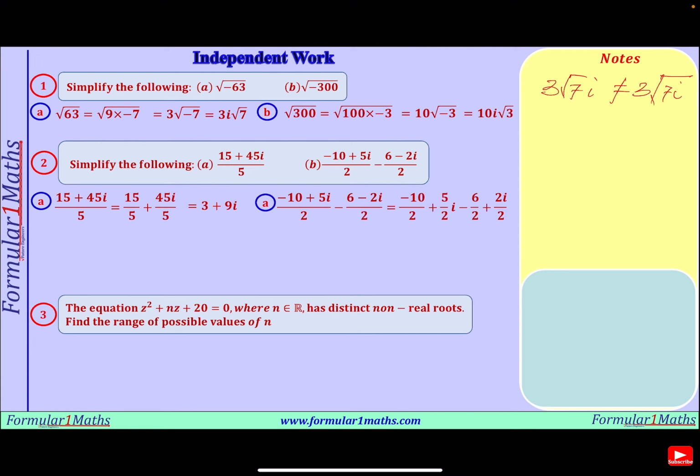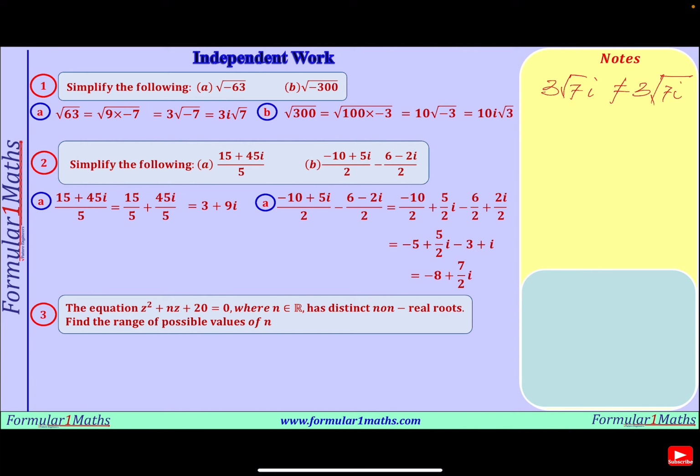For B, again, simplify it by rewriting it. Minus 10 over 2 plus 5 over 2i. For this side, for that side, minus 6 over 2 is over there. Because this is a minus and that's a minus, you get a plus here. 2i over 2. That simplifies to this. Collect like terms. And you're going to get minus 8 plus 7 over 2i.